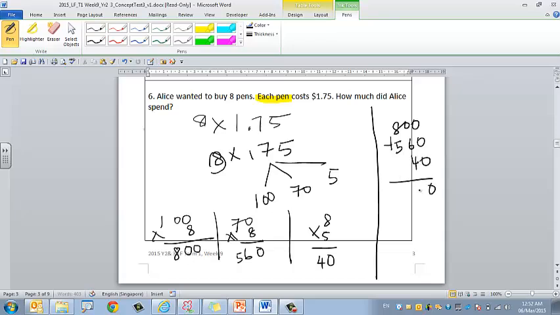So 0, 6 plus 4 is 10, 9, so it's 14. Okay, so now next step, we will need to look at the decimal place. So there's 2 decimal place, 1, 2. So we will need to do the same thing, 1, 2, and we put the decimal point. So the answer is $14. So for this, you need to be careful because this is 175. Copy the 5, so 7 becomes 70 and 1 is 100.